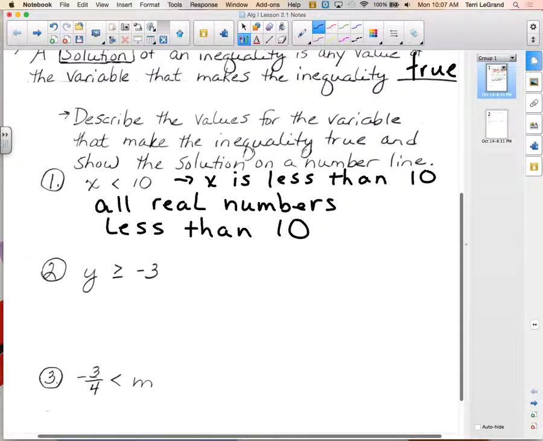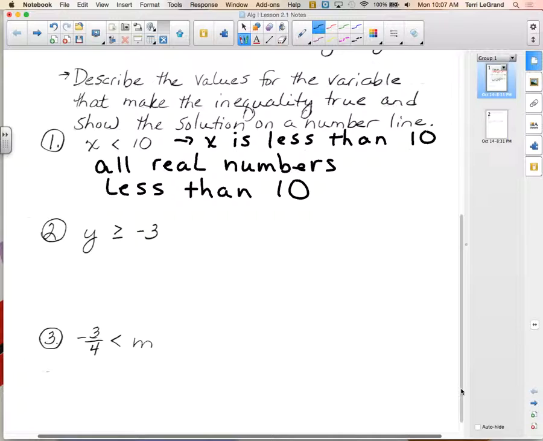Are there an infinite number of non-solutions also? And where do they start? They actually start at 10 and go up. So we have an infinite number of non-solutions, or all our real numbers that would not make it true. We have to make sure that we understand that when we're talking about inequalities, we have a whole lot of solutions and we also have a whole lot of non-solutions.